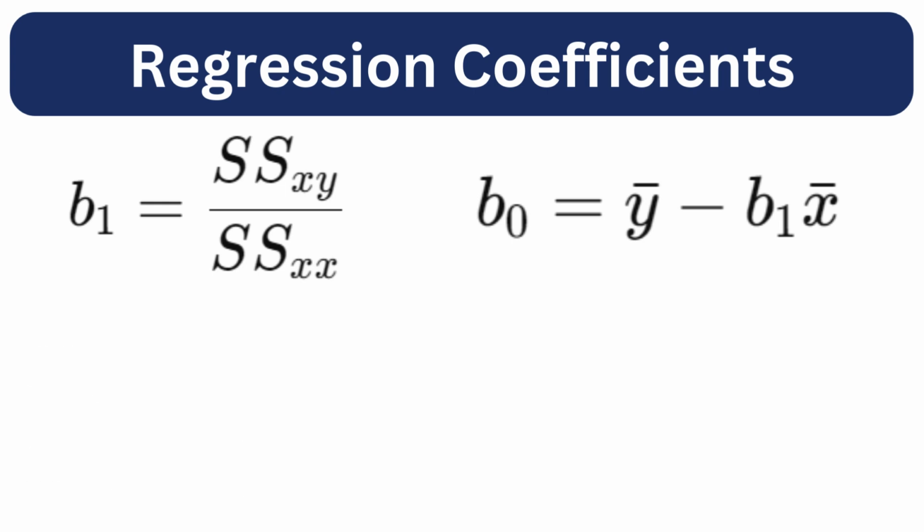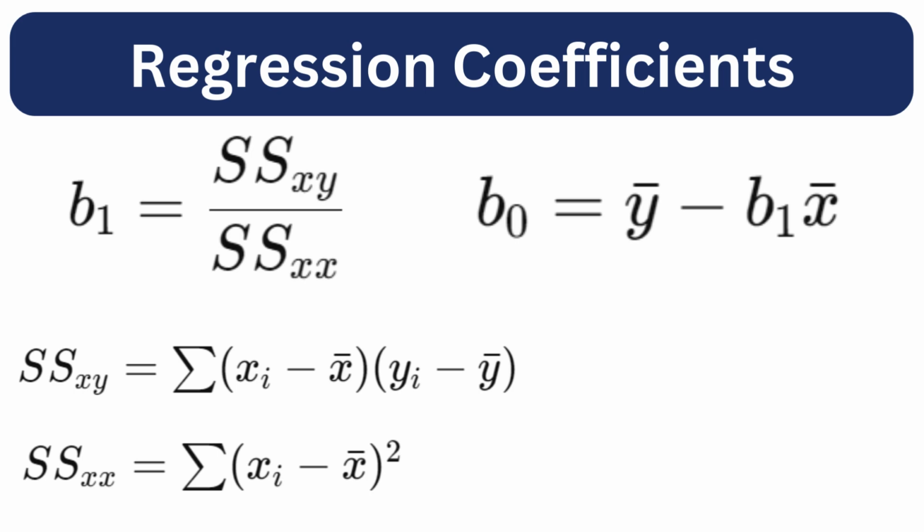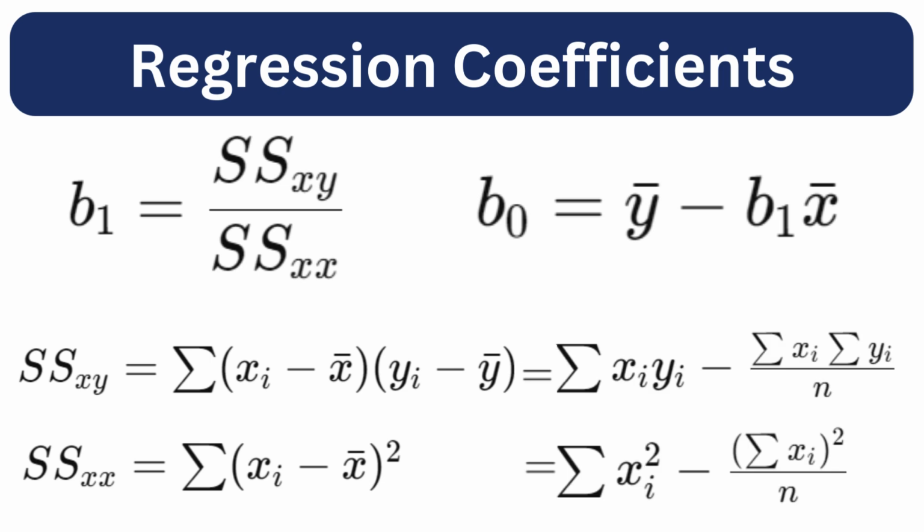To calculate beta naught, we put the value of beta 1 in this equation along with the x mean and y mean. Now let's discuss the formula for sum of squares. It is similar to calculating variance and covariance. We can also simplify and rewrite them like this. You can use either of the equations for your calculation.